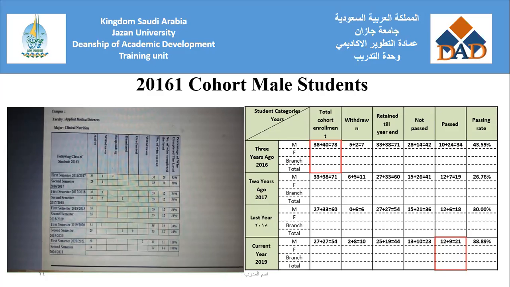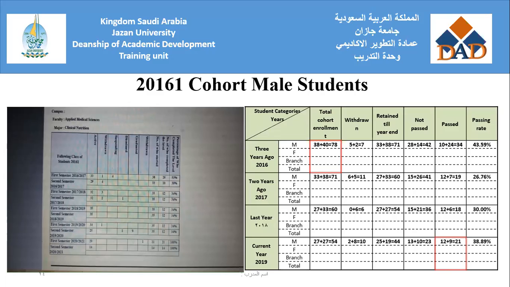But here, the other columns, like suspended. The suspended students we have not considered as withdrawn, because the students, maybe for 4 months or 3 months, have some punishment. After that, they will continue the program. So I have considered total withdrawn students, only 5 students in the first year.